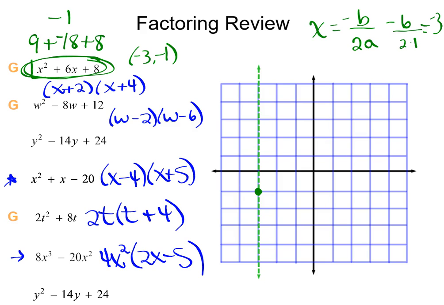So you've plotted the vertex at negative 3, negative 1. And when we look at that a and we see that it's 1, we know that the shape is the same as the parent function, so we're going to go ahead and plot our other points. Over 1 and up 1, over 2 and up 4.